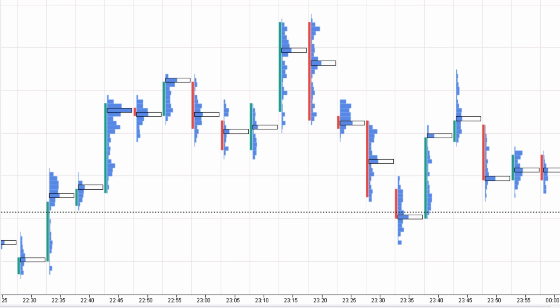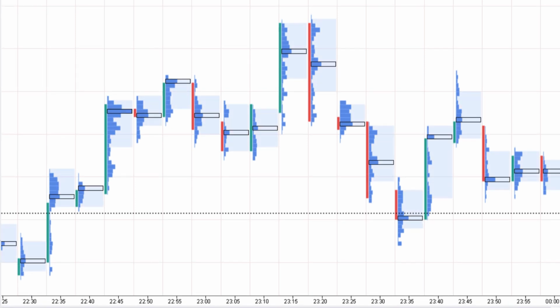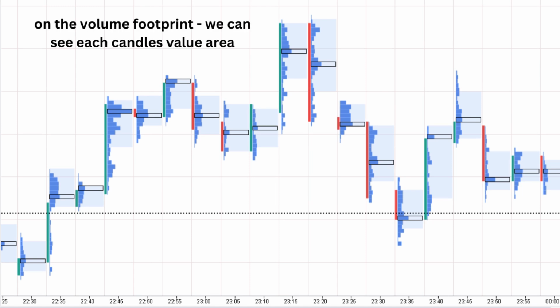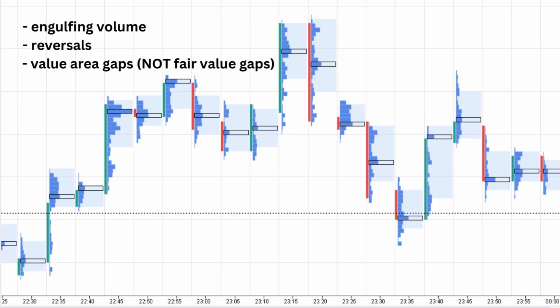For now, let's get back to our footprint chart and we can see how we can use the value area to our advantage. Back on our volume footprint, I will now show you the value area. This blue box on each candle is the value area where 70% of all the volume took place. There are a few ways that you can use candlestick value area in your trading, but right now we will focus on just one, and in a future video I will definitely show you more.